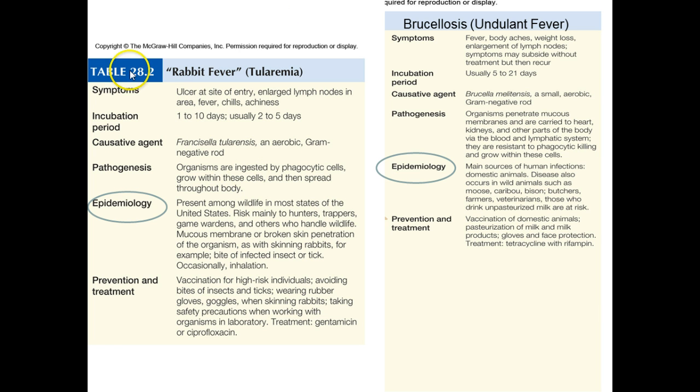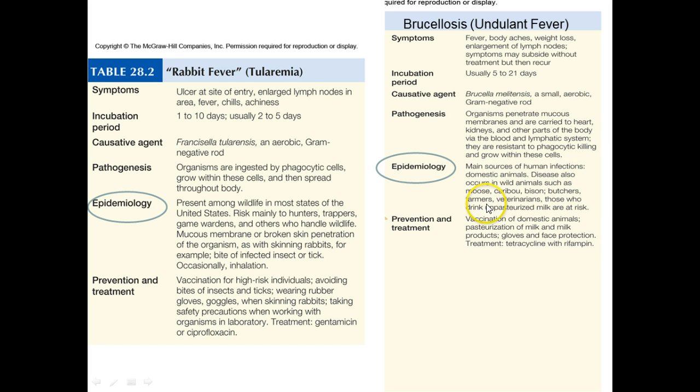And then brucellosis, the main source of infections is domestic animals. So we're not dealing with wild animals now, we're dealing with domestic animals. But it does occur in some wild animals. So moose, caribou, bison, the buffalo in Yellowstone National Park. There's been for several years a vaccination program to vaccinate them.